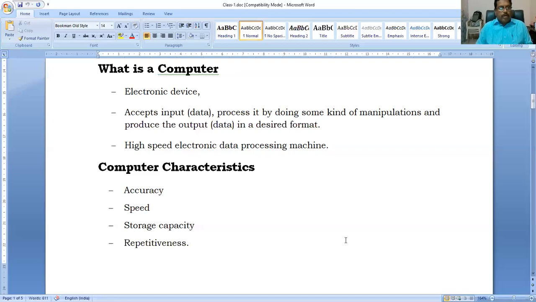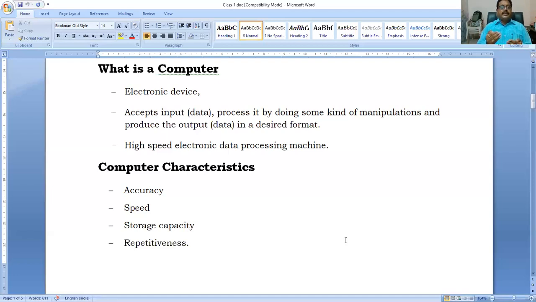Okay, it is an electronic device. What will it do? It will accept input. Input is in the form of data, processing it by performing some kind of manipulations on whatever input we give, and it produces the output, which is also in the form of data, in our desired format.